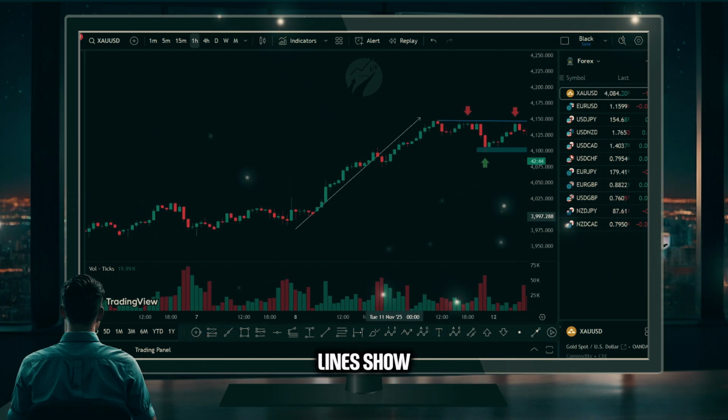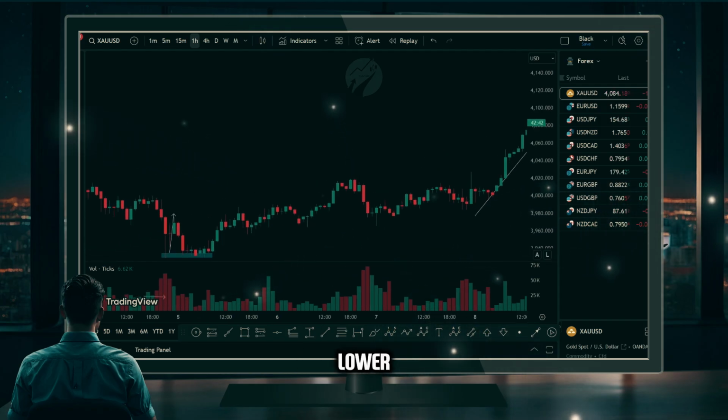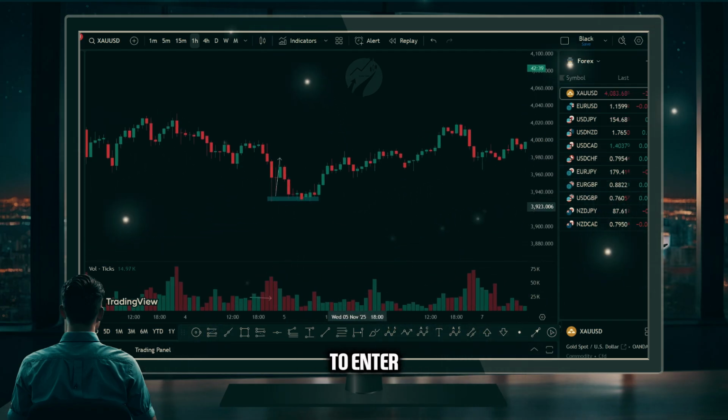Higher timeframe trend lines show where the market wants to go. Lower timeframe trend lines show where to enter. When they align, that is your best, safest, most powerful signal.